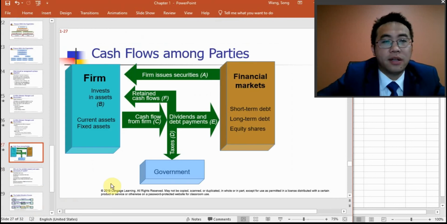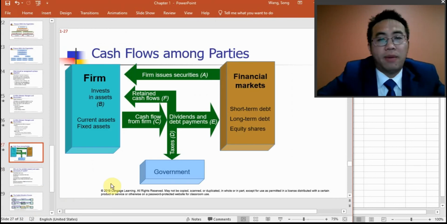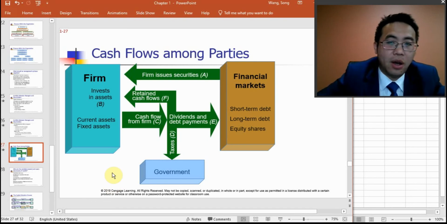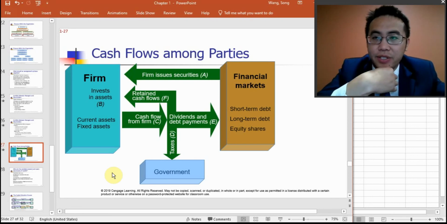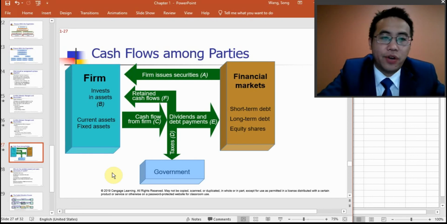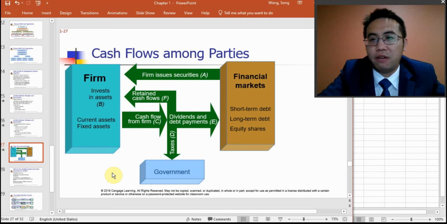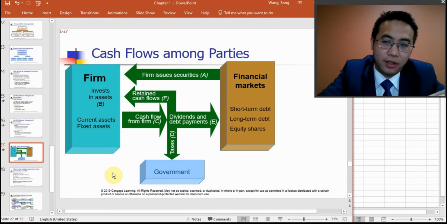And now let's take a look at how cash flows among different parties in the operation of the firm. So first of all, the firm needs capital. Money is more like something we use for consumptions, and a capital is something we use for investment, and we expect return from the capital. So you can see these two concepts are different.